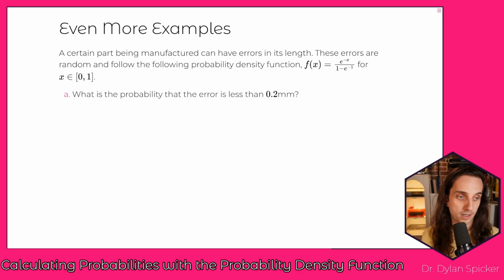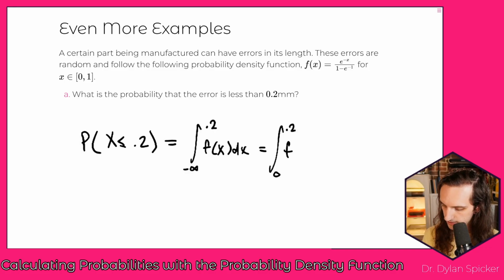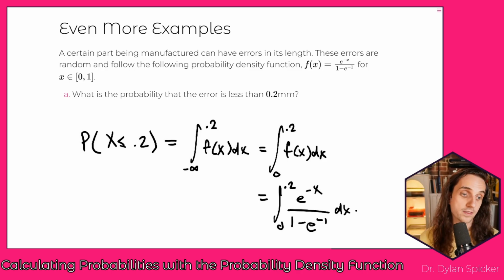So we'll assume here that the errors are measured on the millimeter scale. And so again, we want x being less than or equal to 0.2, right? Which is going to be the integral from negative infinity up to 0.2 of f(x) dx, right? Which is going to be the integral in this case, because we cannot have errors less than 0, from 0 up to 0.2 of f(x) dx. Okay, and we could plug in our actual density here. Right, the density is e to the negative x over 1 minus e to the negative 1 dx. We solve that integral, and that gives us the probability that we're looking for, right?